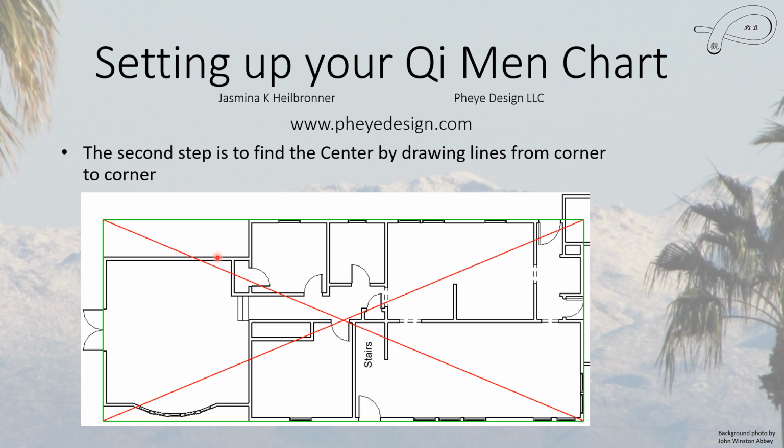The next step is you do a crisscross. You go from corner to corner of your squared off lines. And where they meet, that is the center of your house. And this is a crucial thing. Everything gets measured from the center of your house.